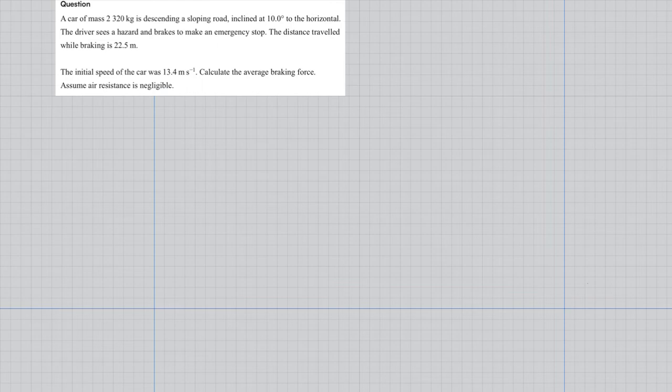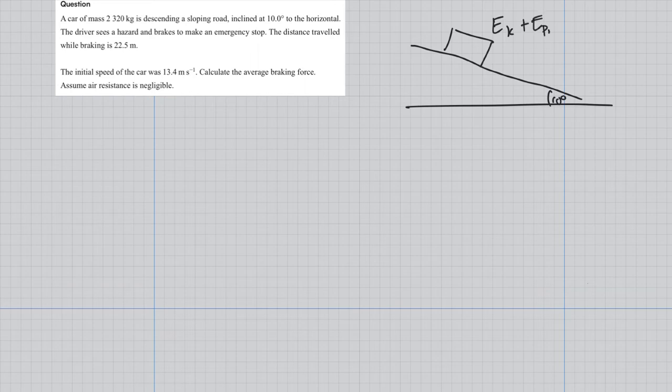So if we look at the idea, we're going to draw our picture. We have our car on some ramp, 10 degrees. And we initially have two forms of energy. We're going to have kinetic energy, as well as energy potential due to gravity.